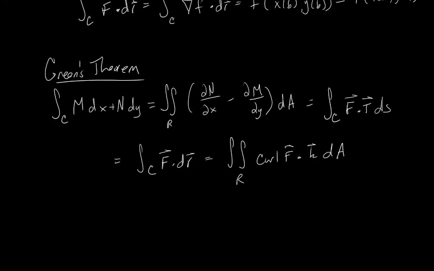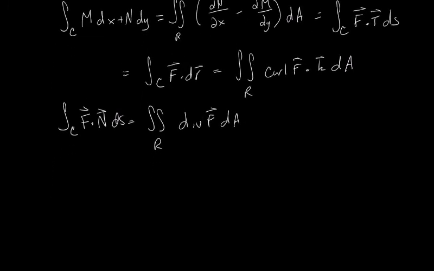Because we also had the flux going on. So we have the integral over c of F dotted with n ds, that was equal to the double integral over R of the divergence of F integrated over the area. Okay, so all of that came out of Green's theorem.